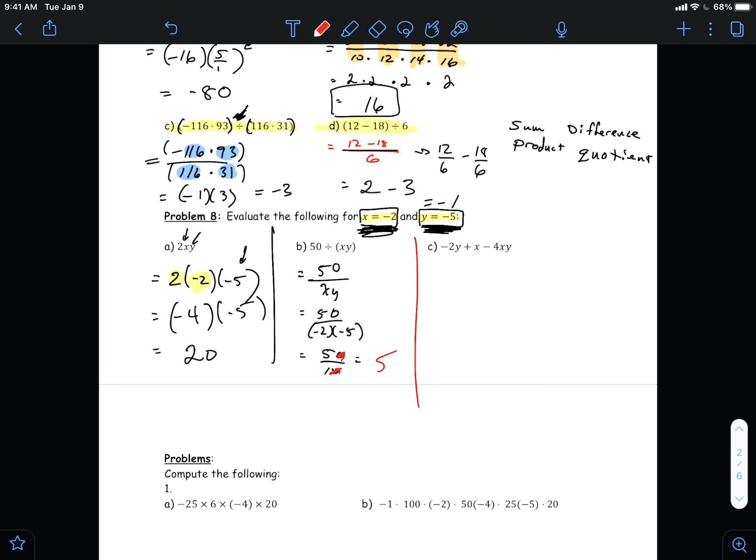One more. -2 times -5 plus -2, take away 4 times -2 times -5. We happy? Now again, I know you're all sitting there maybe thinking, oh, this is easy, but there's an issue here, and it can go wrong if you're not being careful. I will bring that to your attention in 1 second.